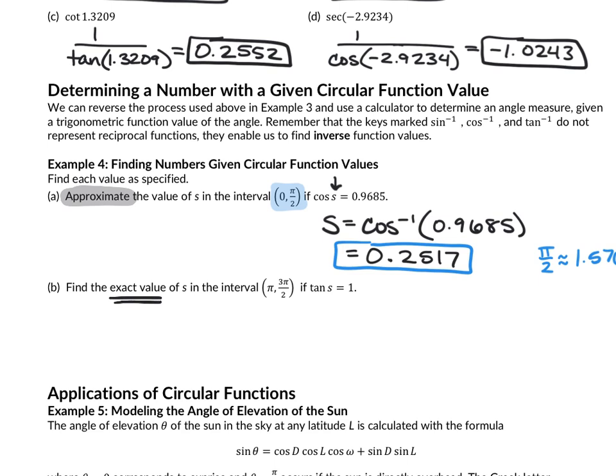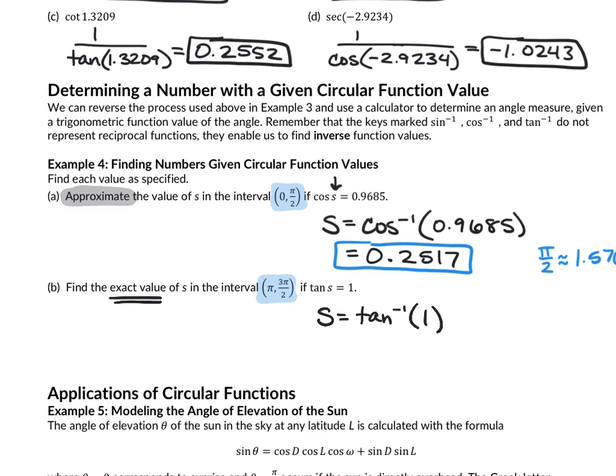Like I said, if it asks you to find the exact value, this is one we're not going to use the calculator for. You need to do it by hand. So it says find the exact value of s, you can think of that as theta, in the interval from pi to 3 pi over 2, so a different interval, if tangent of s is equal to 1. Okay, so not panicking here. If I find s, that means I just need to take the inverse tangent of 1.